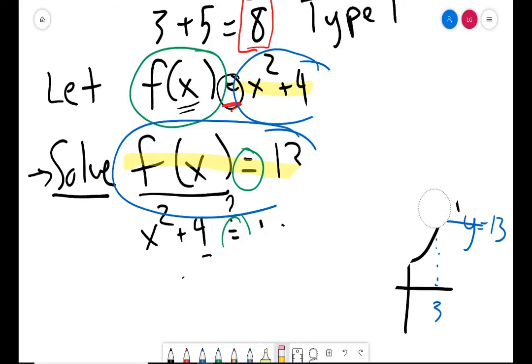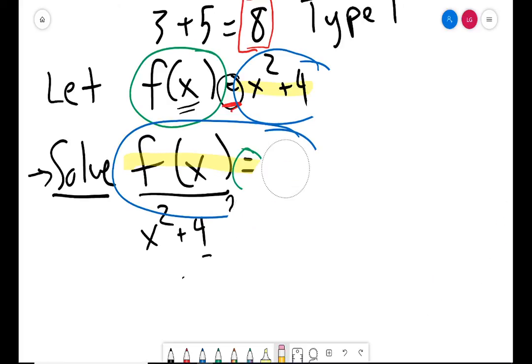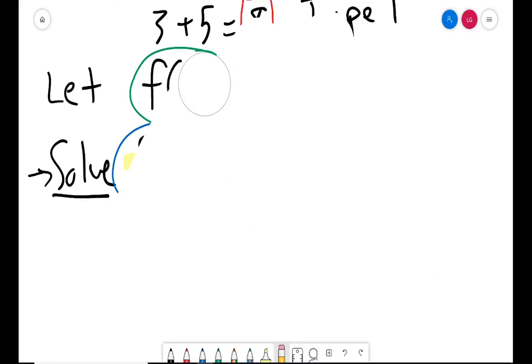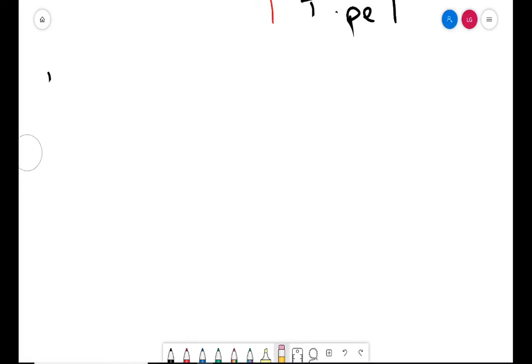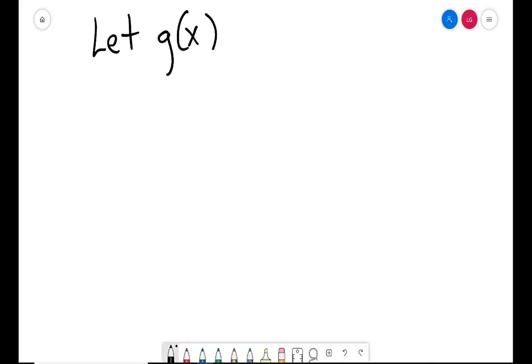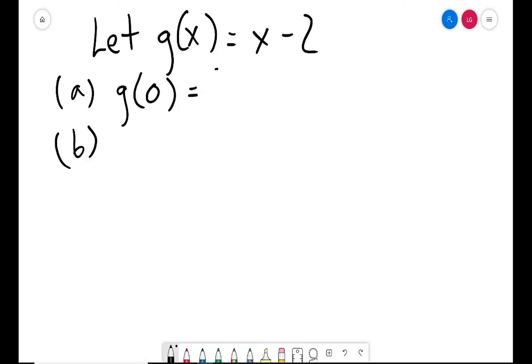So let's do a little where I put the question, and although no one is in chat, I'll give you some time to think about it or even work on it and move from there. So here's a problem. Let g of x equal x minus 2. g of 0 equals question mark.